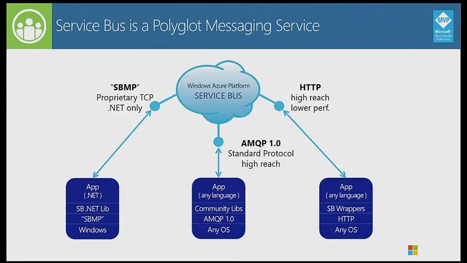Talking about protocol heads, basically we support three protocol heads, or three messaging protocols. One is the classic SBMP, which stands for Service Bus Messaging Protocol. That's our own proprietary .NET protocol, which we've been supporting since day one. And then on the right, you have HTTPS. It's a REST-based protocol for all the languages, and basically this is useful for platforms which do not have any other libraries.